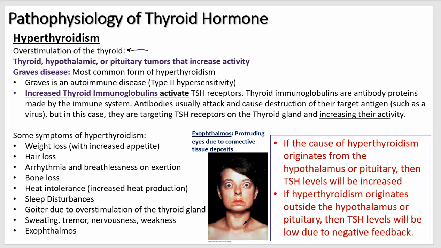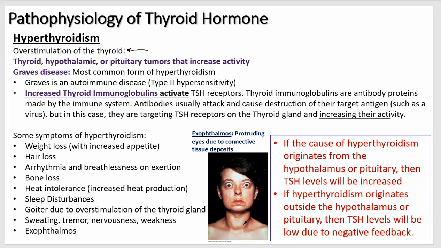It can either come directly from the thyroid gland itself. Okay, so the thyroid gland itself is overactive, or it could be from the hypothalamus or the pituitary. Okay, so there could be a pituitary tumor that is sending out more thyroid stimulating hormone to stimulate the thyroid gland, which is going to cause more activity. Or it could come from the hypothalamus or the thyroid gland itself.